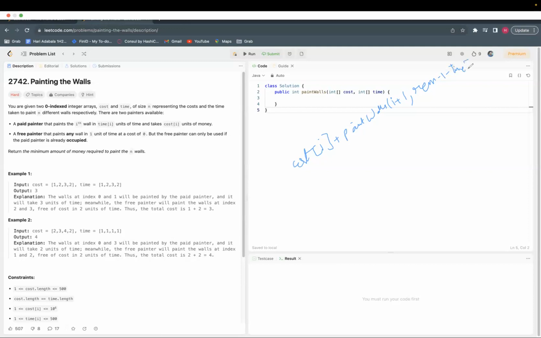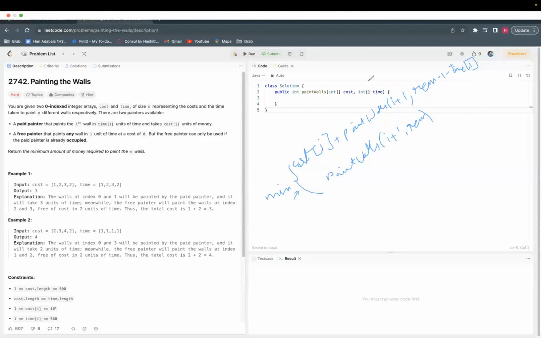or the next solution will be, we will not include that, so we no need to include this cost. Then the next one will be paint walls i plus 1, and then remaining. Since we are not taking this cost, we need to do this. So we need to take the minimum of these two. This will be our recursive relation.